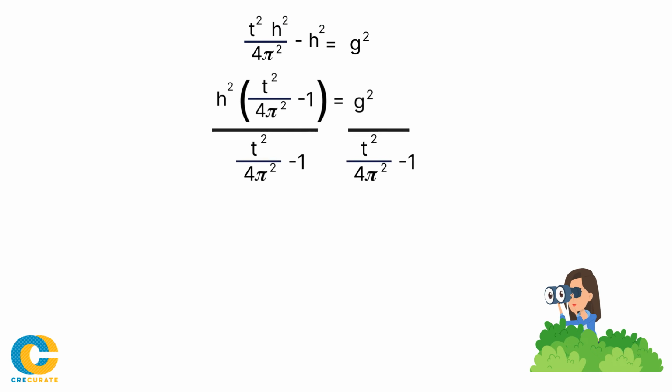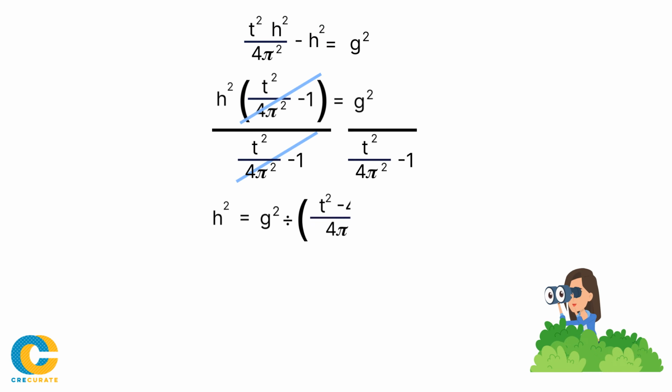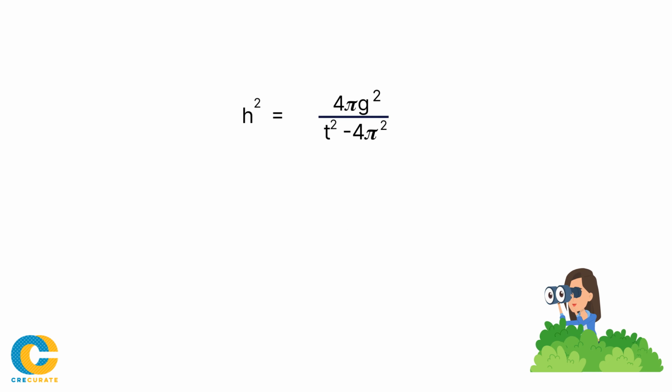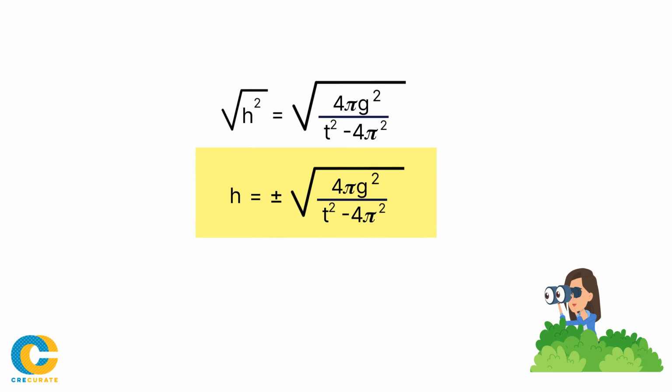Dividing both sides by whatever we don't want, and simplifying, we end up with h square on one side of the equation. Finally, we want only to make h the subject, so to remove the square, we square root both sides. Note that square root always comes with a plus or minus sign, so h is equal to plus or minus square root of 4 pi square g square over t square minus 4 pi square.